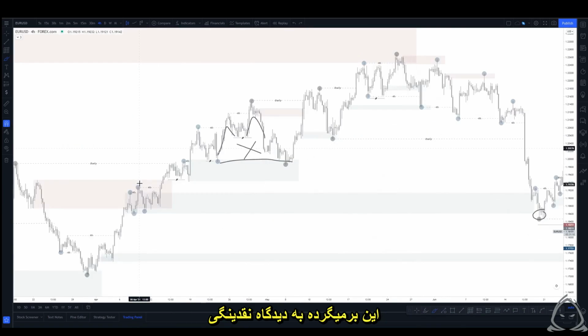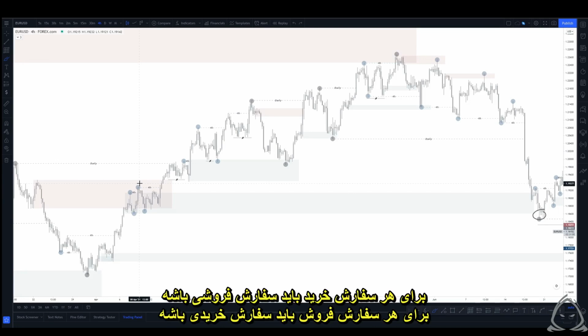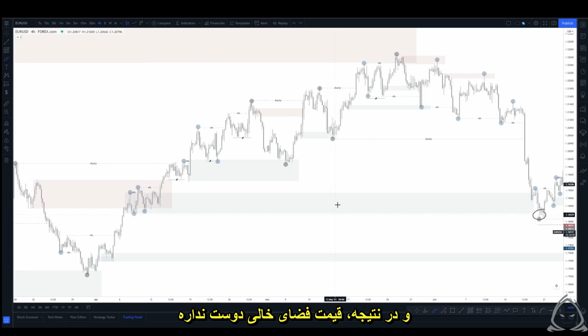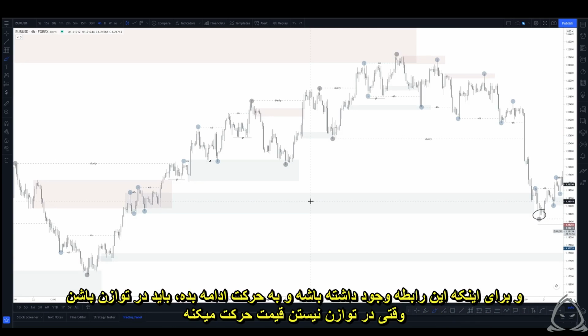And the reason this is happening is not by coincidence. It goes back to the concept of liquidity, of understanding that there are multiple orders resting at multiple prices. For every buy order, there needs to be a sell order, and for every sell order, there needs to be a buy order. As a result, price doesn't like empty space. Why? Because we're in a constant exchange of buying and selling, supply and demand. And in order for that relationship to continue moving, they need to be in balance. When they're not in balance, price moves.